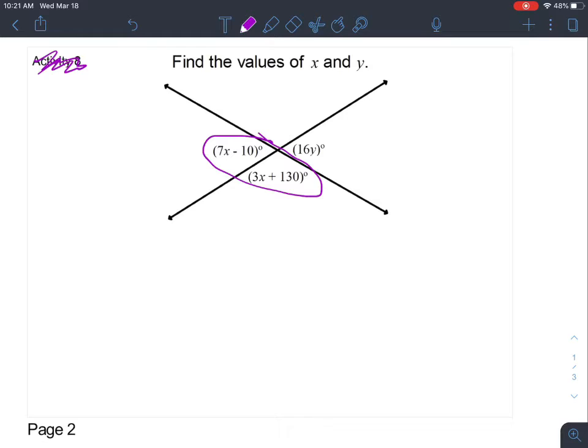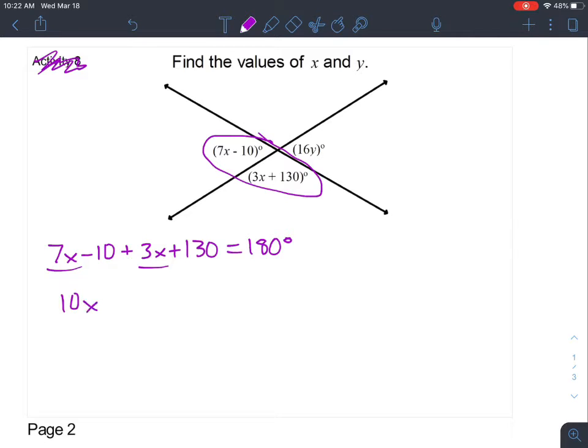Instead, what I'm going to do is look at the two angles that have the same variables in them. So right there, 7x minus 10 and 3x plus 130, those both have an x, so I'm going to be able to use those two angles together to solve this. In fact, looking at this, I see that those two are going to make a linear pair. So we should start by adding them together and setting that equal to 180 degrees.